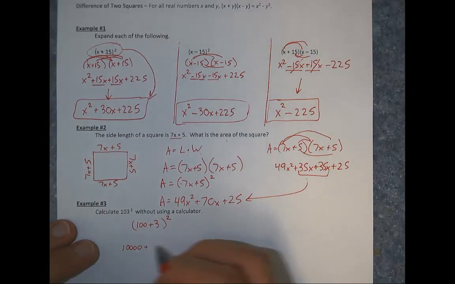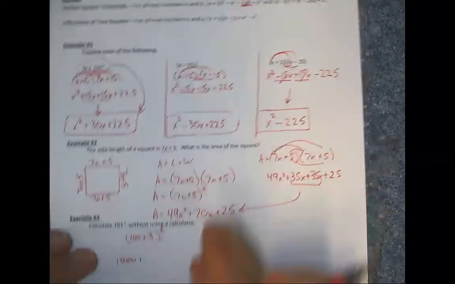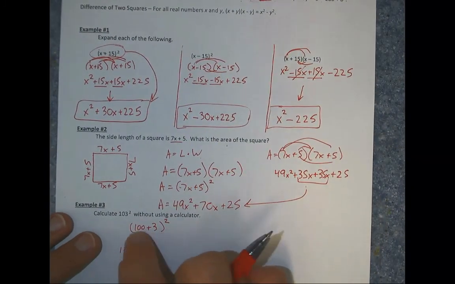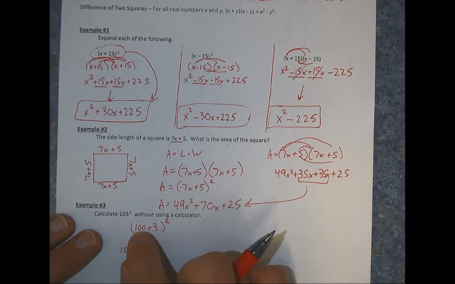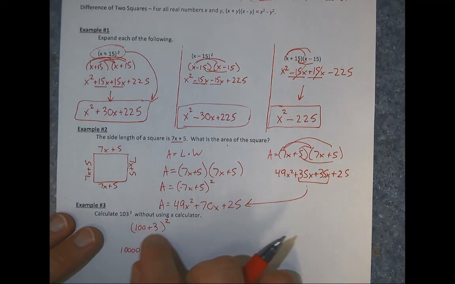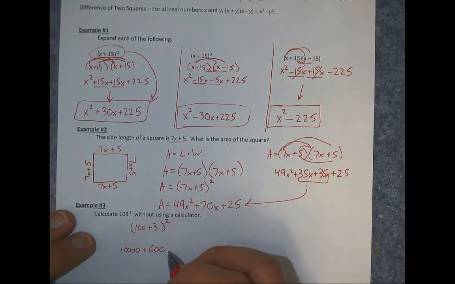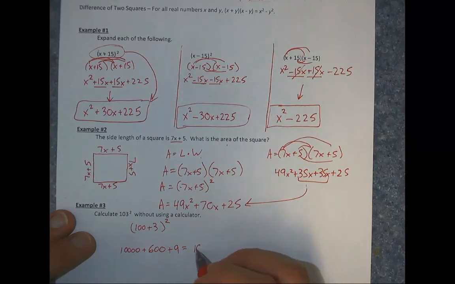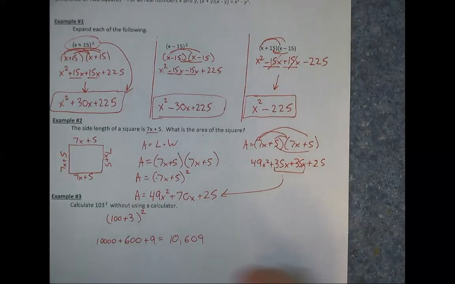Okay. Plus, now this middle part, 2 times a times b. So you're multiplying these together and then timesing it by 2. So 3 times 100 is 300, times 2 is 600. And then squaring that, 9. So put those together, that should be 10,609. Did we do that correctly?